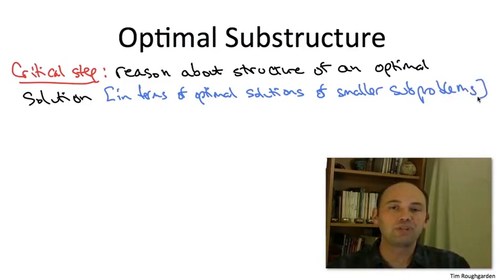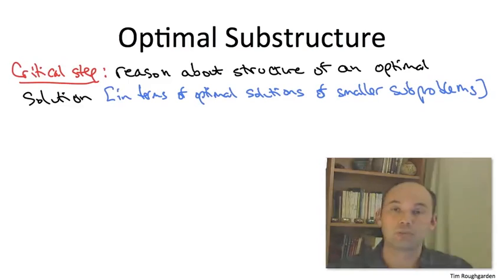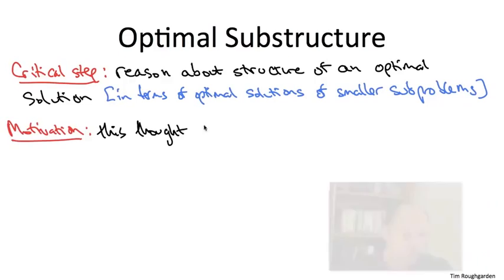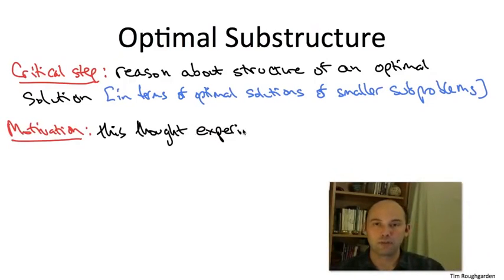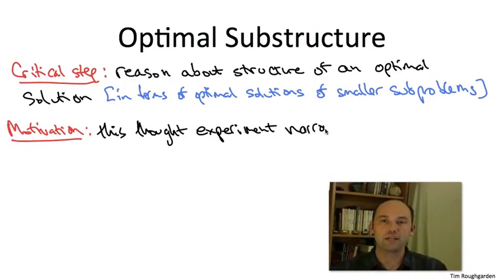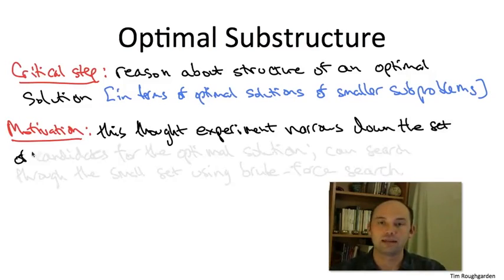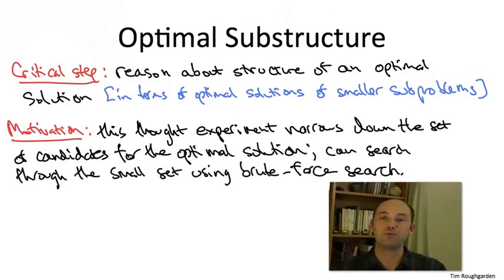For example, implicit in the correctness of many a divide and conquer algorithm is the fact that an optimal solution to the whole problem has to be expressible, has to be constructible in a prescribed way from solutions to smaller subproblems. So what's the motivation for doing this thought experiment, trying to understand what the optimal solution could possibly look like? Well, the plan is we're going to narrow the possible candidates for the optimal solution down to a relatively small set of candidates. With a small set, we can get away with brute force search to pick the best one.